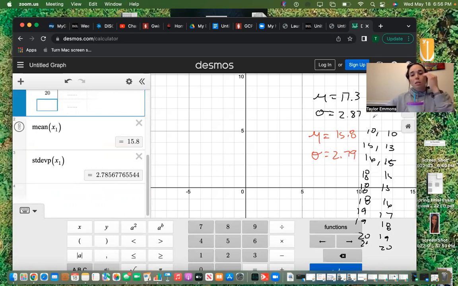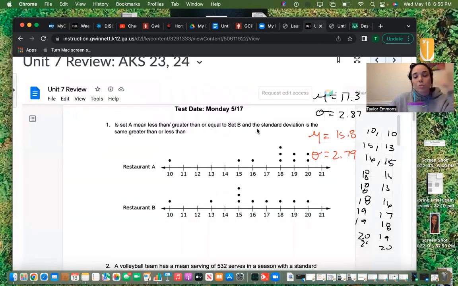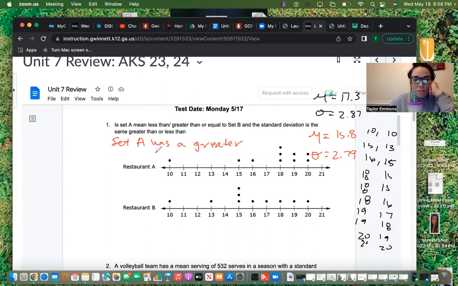Okay. And so I'm going back to my question where it says which one's greater than or equal to. We would say that set A has a greater standard deviation and mean than set B. And that's it. That's all we're going to say.